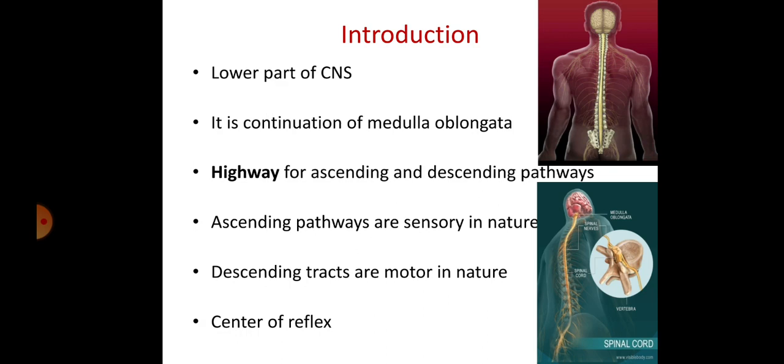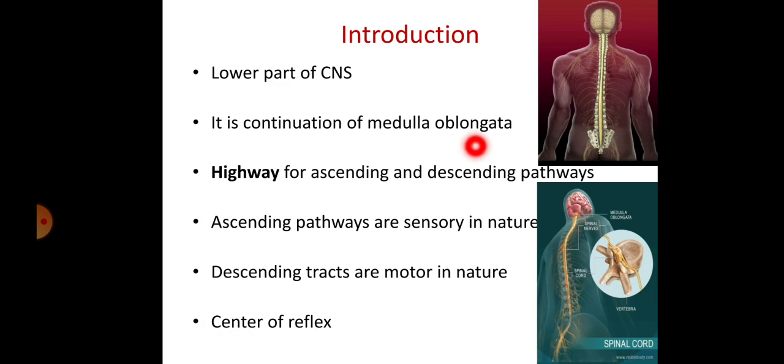All of you know the central nervous system includes the brain and the spinal cord. Before going to that, the nervous system is basically divided into CNS and PNS. CNS means central nervous system, PNS means peripheral nervous system. The nerves attached to the brain are called cranial nerves. The nerves attached to the spinal cord are called spinal nerves.